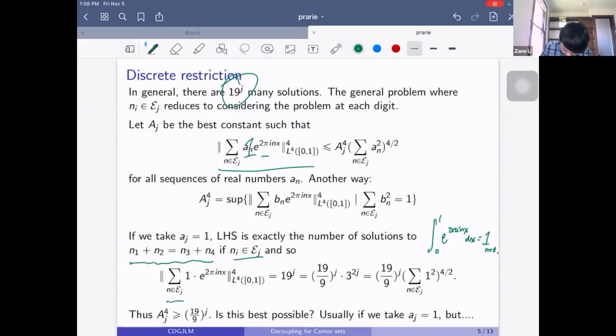So I have this guy, and I want to relate this 19 to the j somehow to give me some information about a_j. So I have to make this term appear with the a_n equal 1. So I do that. And then therefore I'm left with 19 over 9 to the j. Okay, so that's some arithmetic. And so since a_j is the sup, and I've exhibited one such example, a_j to the 4 is at least 19 over 9 to the j. And then we can ask, is this best possible? So usually in this game, in discrete restriction, we'd like to think that a_n equals 1 is the optimizer, but it turns out to be not true.